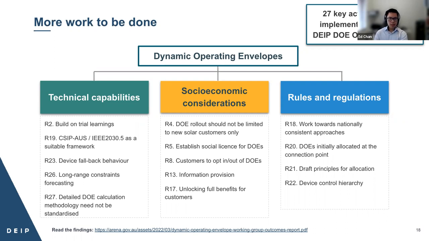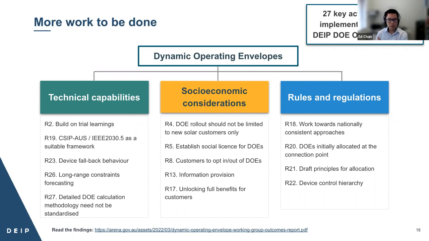Our view is, given that this is an early stage discussion, if we are to get the industry on the starting block, the envelope should initially be allocated at the connection point. This is not ruling out any future development where the envelope can apply at various parts of the supply chain, but I think the connection point is a good place to start. Along the lines of socioeconomic consideration, but also technical capability, we've come up with a few principles on allocation. Again, that's subject to further consultation, and different DNSPs might take that on as part of their rollout or their trials as well.